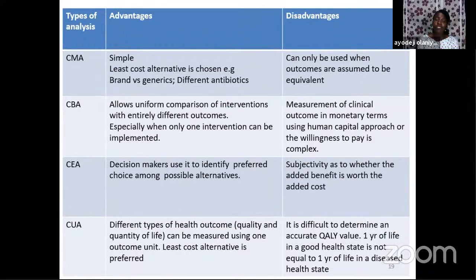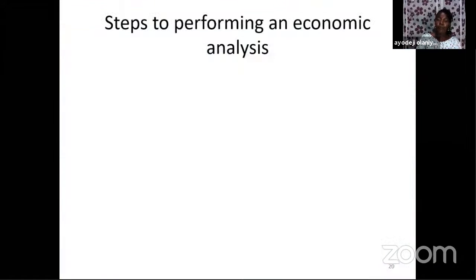Then lastly, we have the CUA, the cost utility analysis. The different types of outcome, either the quality or quantity of life extended to the patient, can be measured by one unit. That's the quality adjusted life year. And here the least cost is chosen. But you find out that it's difficult to get an accurate quality adjusted life year value, because 1 year in a good health state is not equal to 1 year in a diseased health state.